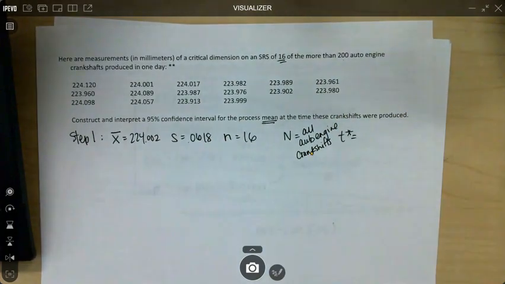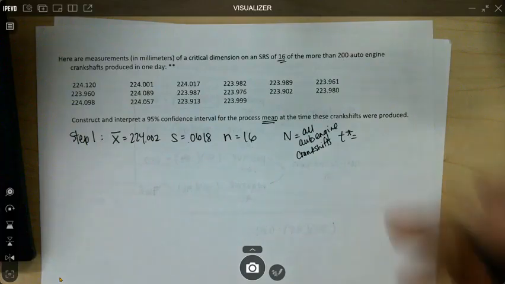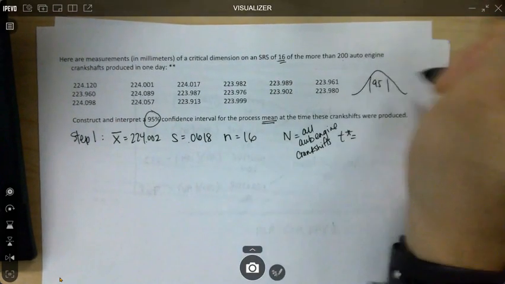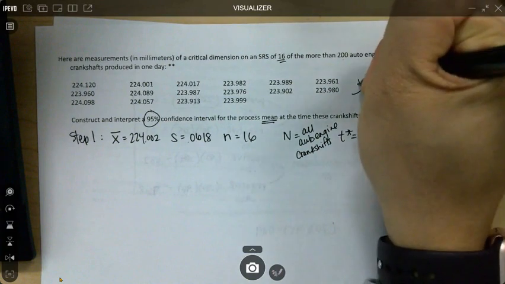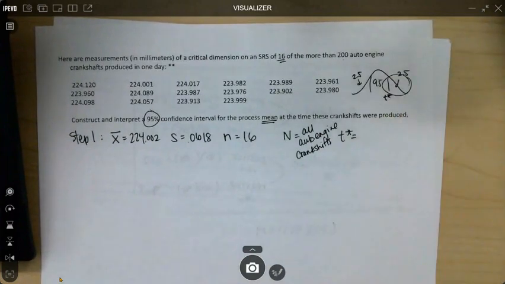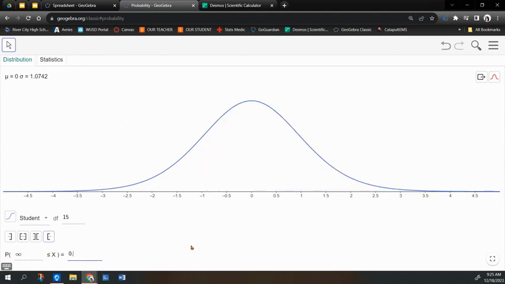And then t star, we're going to need to go back to GeoGebra. So to get t star, remember that we are doing a 95% confidence interval, which means that there's 2.5% in each tail. We need to change this to Student since we're using t. Degrees of freedom is n minus 1, so that's going to be 15. And then to get the t star, we're going to type in 0.025, the amount in the tail here. So then that means our t star is going to be 2.1314.